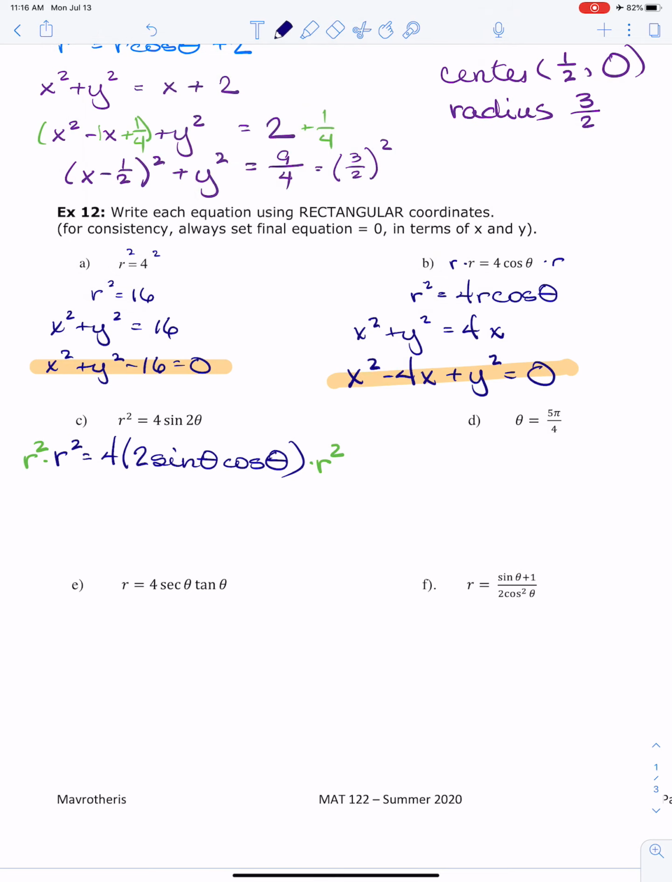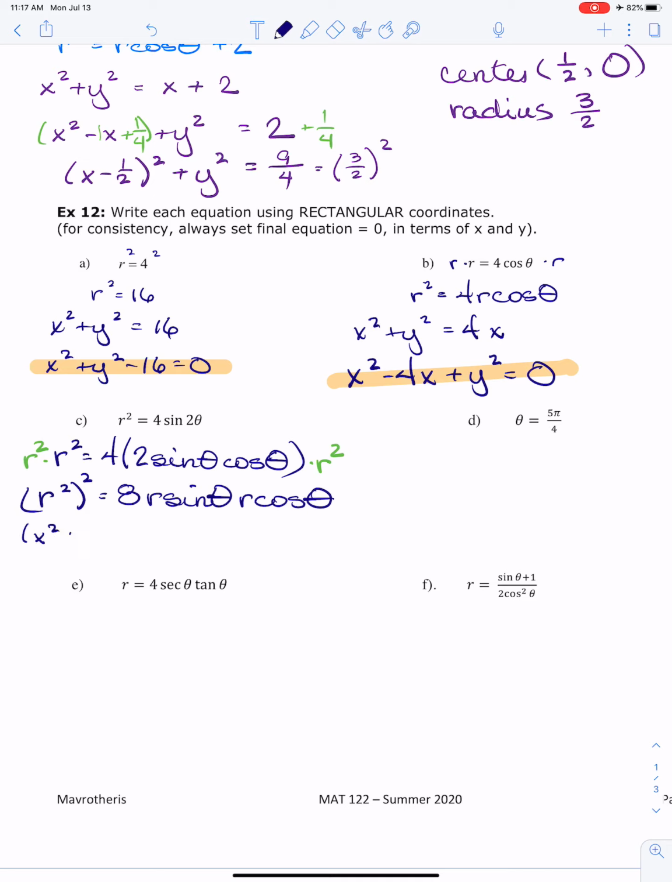So let's take a look at what we got here. I got r to the 4th, which, you know what, I'm going to write as r squared squared. I've got 8, and I'm going to separate those r's out, one in front of my sine, one in front of my cosine, just so I know that I'm not missing something.